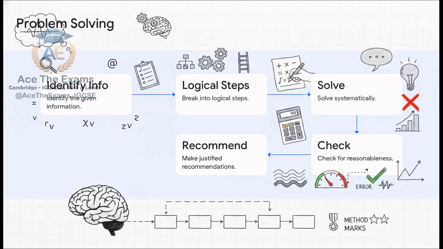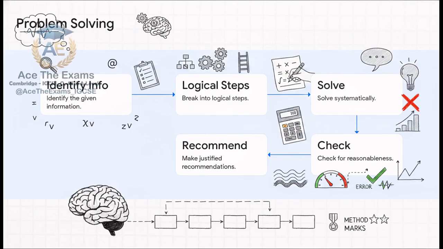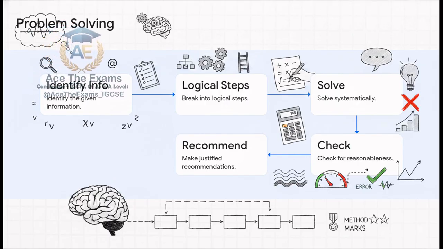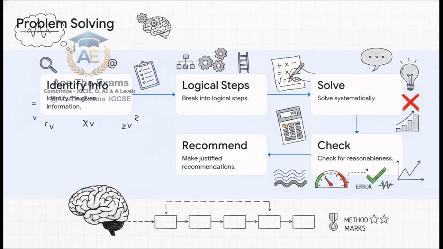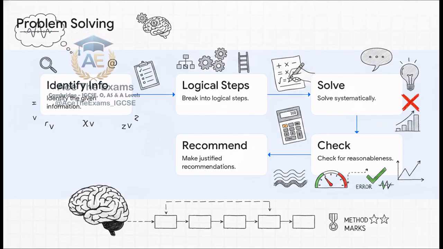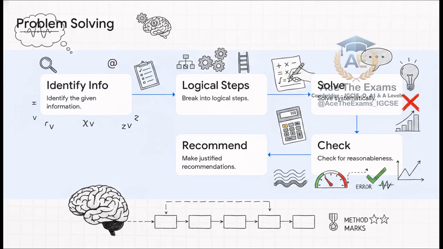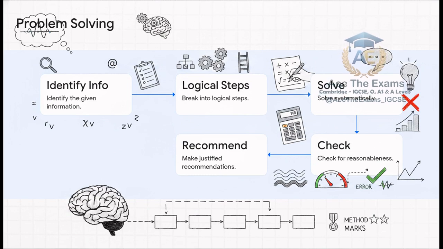Let's look at another angle of this with the deconstruct, solve, evaluate problem-solving loop. Because this is the exact blueprint top candidates use to completely guarantee their marks. First, identify the given information. Next, break the massive problem down into small, logical steps. Then, solve systematically, line by line down the page. Don't scatter your math everywhere. But here is the real kicker.